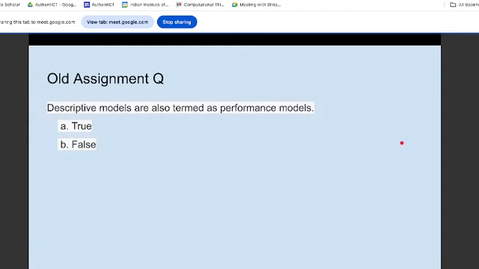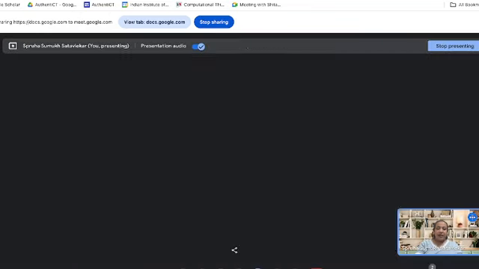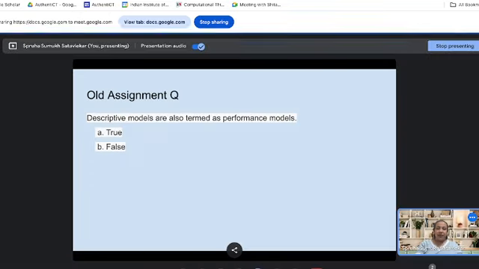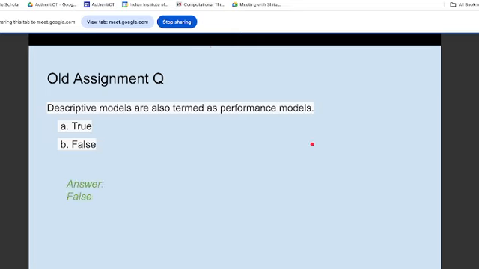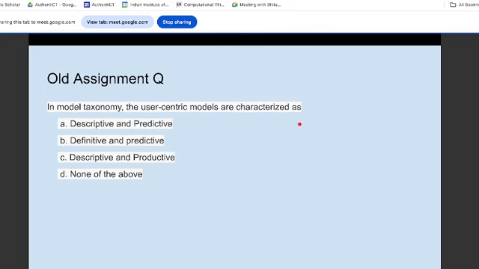So there's this old assignment question, last year's assignment question. Descriptive models are also termed as performance models. Is that true? What is the guess? Okay, so it is false. The predictive models are also termed as performance models. It's really a recall level question.